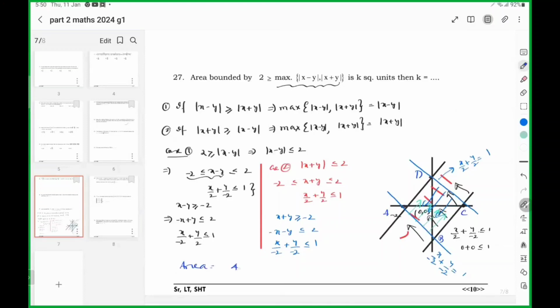So area will be 4 times half into 2 into 2. This is 2 units, it is 2 units. So 8 square units is area.